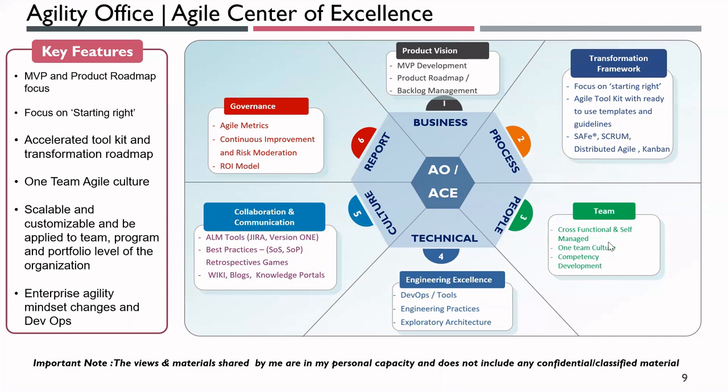The third important dimension was the people dimension: coaching people, creating a cross-functional team, changing the mindset, changing the culture, competency development, bringing about that one team culture. That was the third dimension in this organization. The fourth one was on engineering excellence.